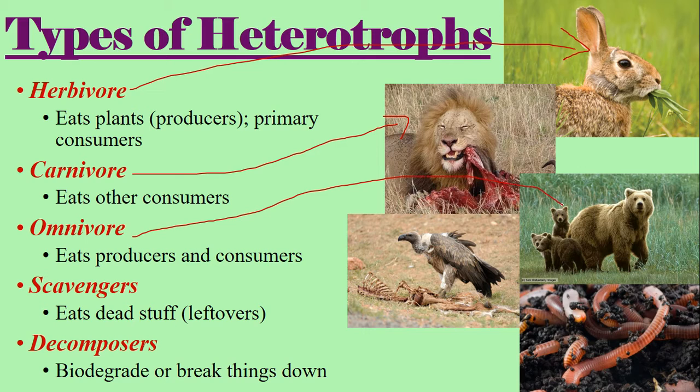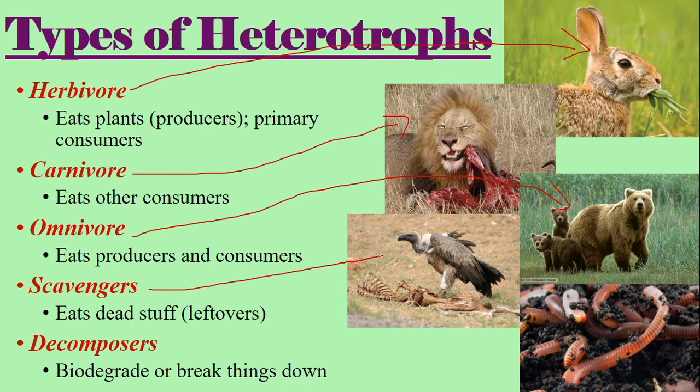Omnivores, that's the bear here. The bear would be considered an omnivore because it eats producers and it eats consumers. Bears will eat fish, they will eat berries. Another omnivore would be humans. Most humans are considered omnivores because we eat producers or plants, and we eat animals as well.